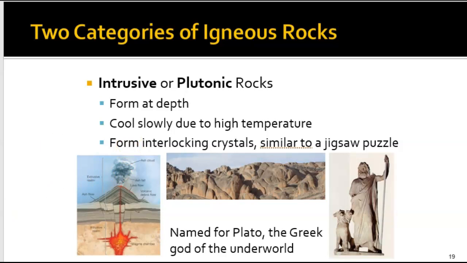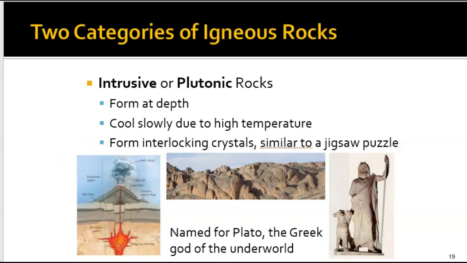And because we separate those, we see that they have different textures. Because the big deal about igneous rocks is, in order to identify them and name them, we want to identify their textures and their compositions, and then we can use a chart to give it a name.